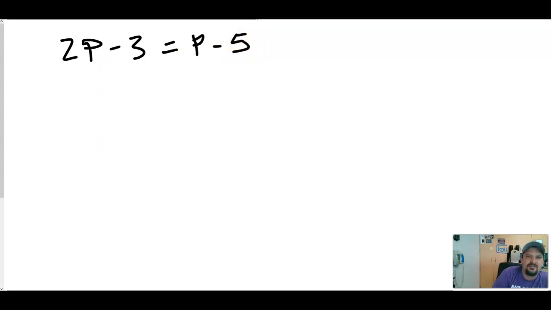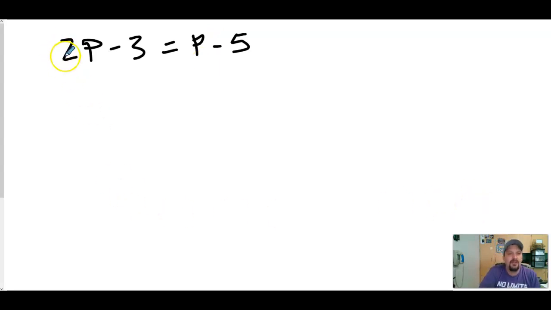All right, so first off, can we simplify anything on the left side? We have 2p minus 3. We can't combine like terms. There's no distribution. How about the right side? There's no like terms, and there's no distribution. So we're okay now to go to step 2, which is to get our variables, in this case p, all to one side. It doesn't matter if we get them all to the left side or the right side. It'll be the same. I like to try to keep positive variables when I do it. That's just a personal preference.